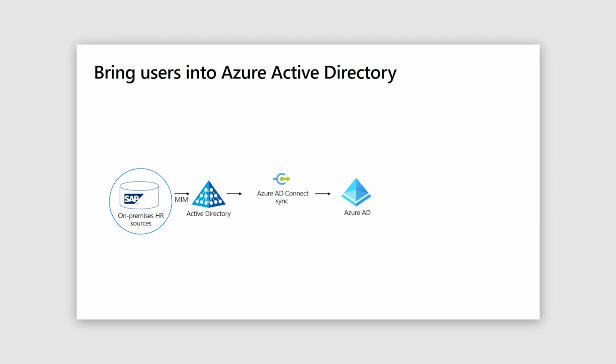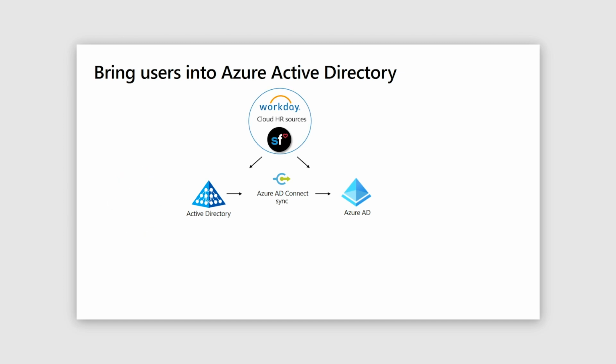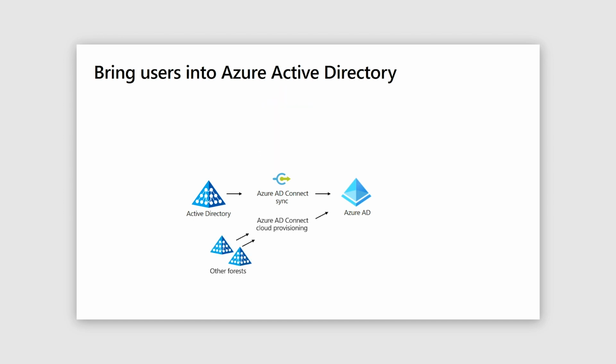First, bringing the users into Azure Active Directory. You're probably familiar with tools like Azure Active Directory Connect for integrating from an existing Active Directory forest. We also have connections from Workday and SuccessFactors to bring workers from those systems into your Active Directory or Azure Active Directory environments as well. If you have multiple disconnected Active Directory forests, Azure AD Connect Cloud Provisioning can also bring those users from those forests into your Azure Active Directory.